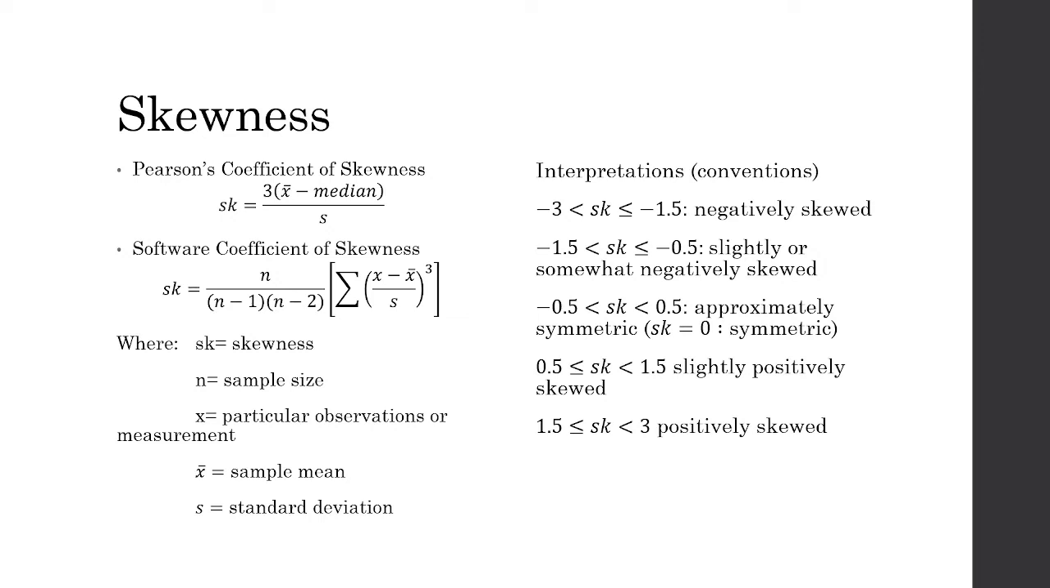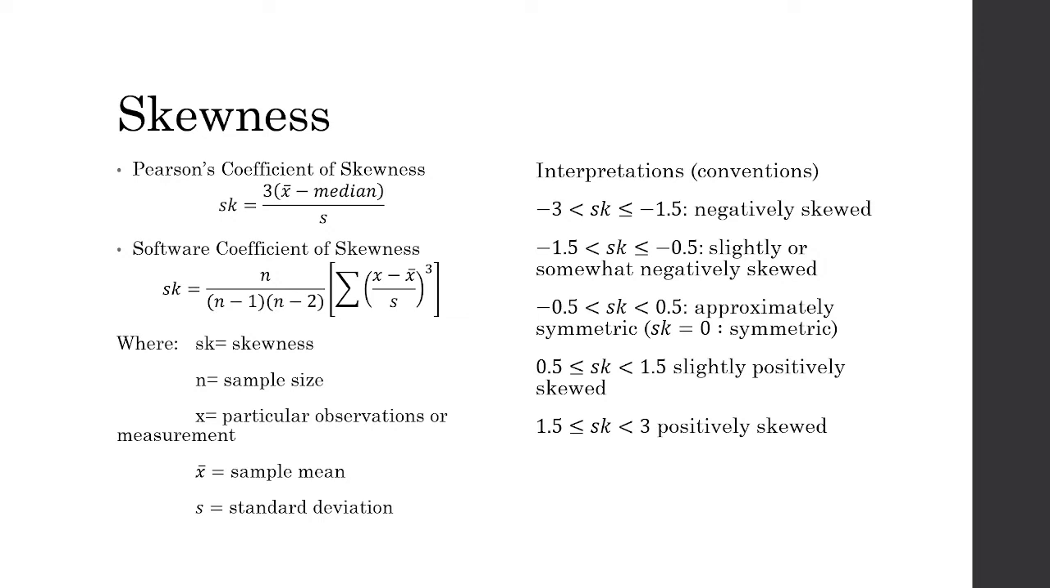That is also the same for the software coefficient of skewness, and both of these skewness actually have values that range from -3 to +3. And those interpretations are as follows. Okay? So we have here -3 to -1.5 is negatively skewed.